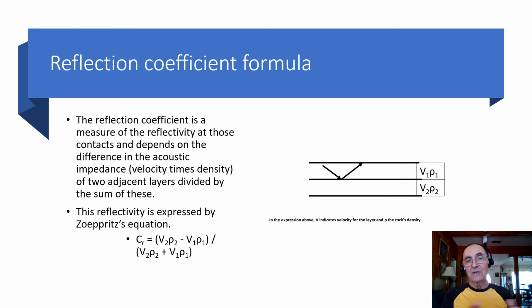Acoustic impedance is defined as the product of velocity times density. If you look at the diagram, the reflection coefficient would be equal to V2 rho 2 minus V1 rho 1 divided by V2 rho 2 plus V1 rho 1.